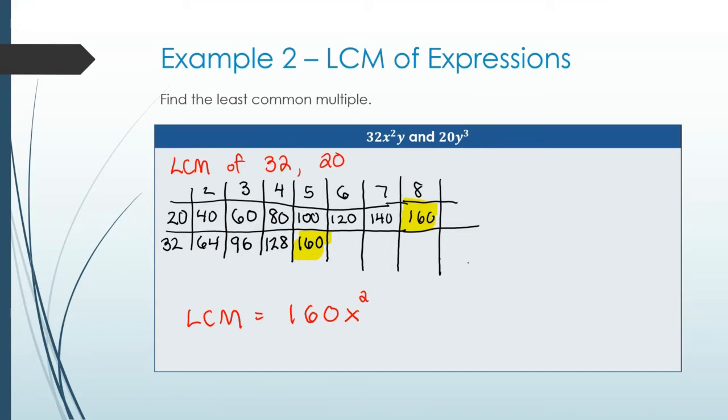Then I'm going to compare the y's. I have y in one of them and y cubed in the second one. If the letter exists in both, you pick the one with the highest exponent. So that's going to be y cubed. So that makes my least common multiple 160 x squared y cubed.